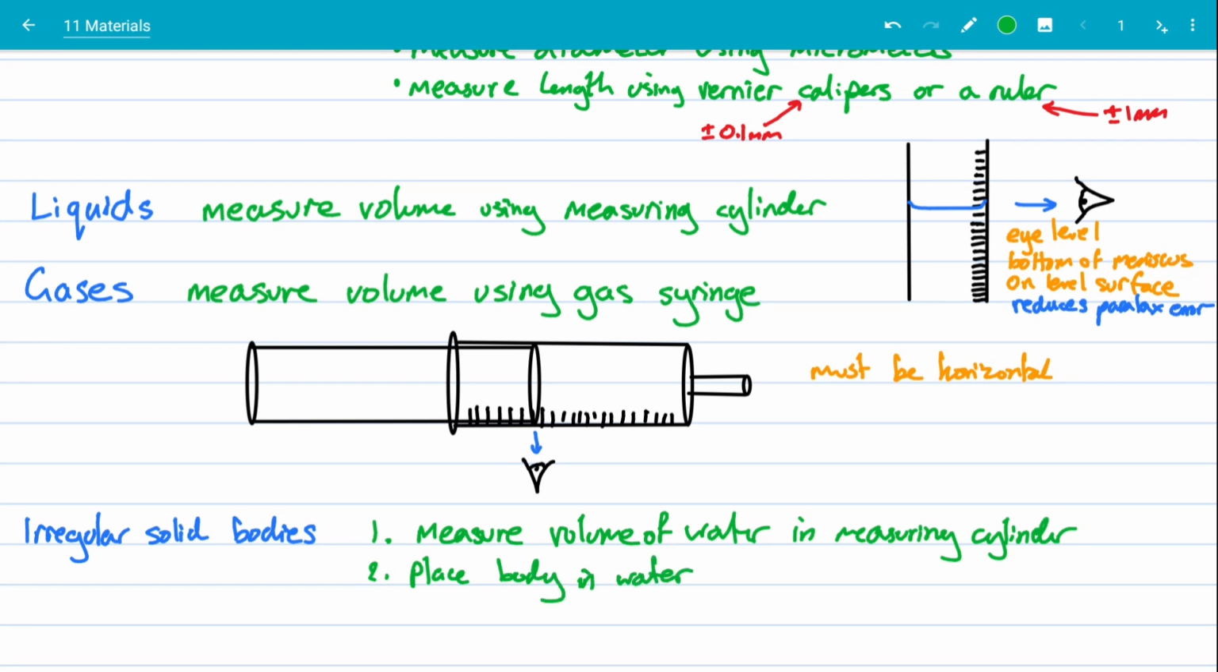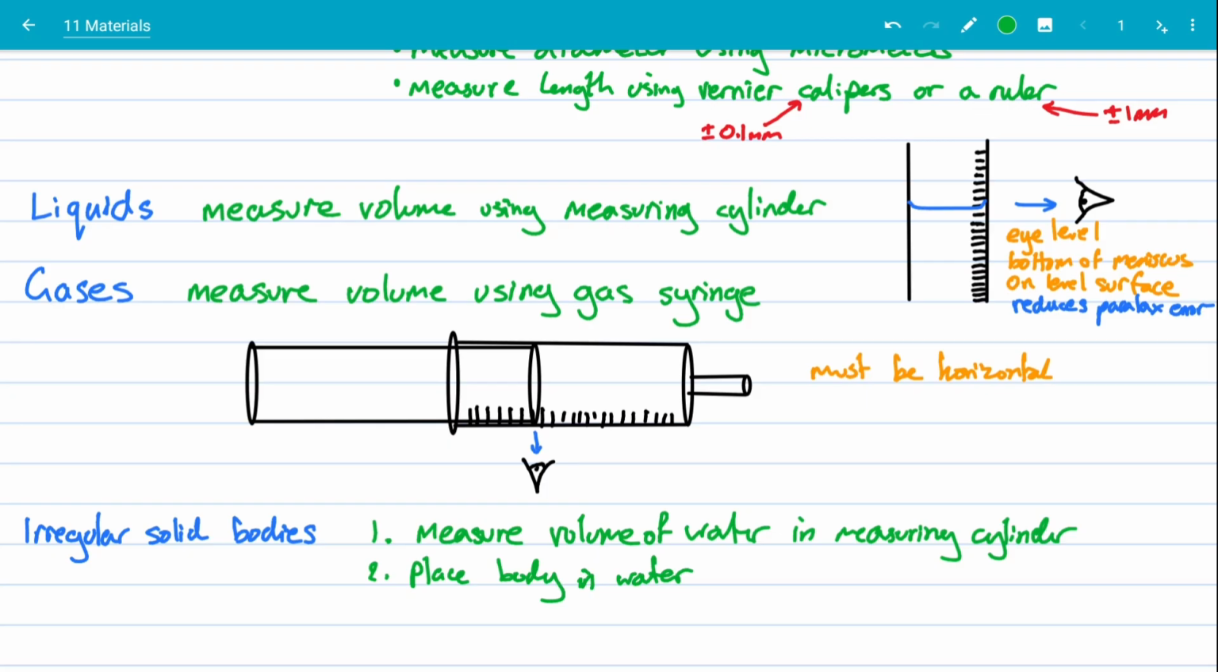Now, this doesn't work if it's a porous body, because the water will soak into the body. So if it's a porous body, you might have to spray onto the surface something that's hydrophobic to stop the water being absorbed into it. Also, sponges and things like that, it's not going to work if the body can be compressed. So in the case of a sponge, even if you sprayed it with something hydrophobic to stop water soaking into it, you would still have the weight of the water above squashing the sponge down and reducing its volume because there's air trapped inside the sponge. So it's got to be a rigid body for this to work.